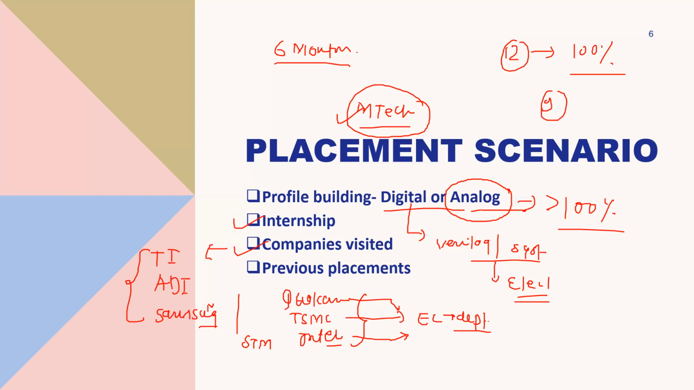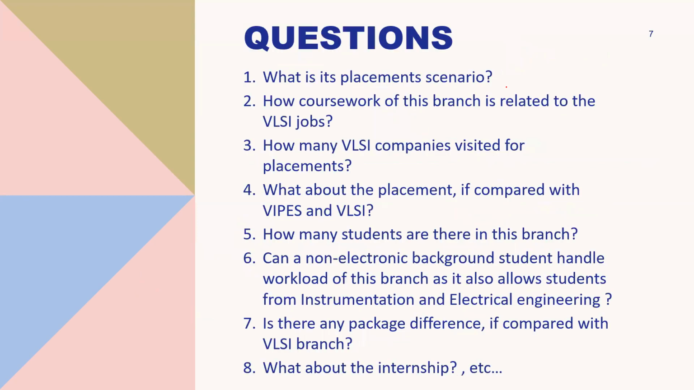Now, previous placements: in this branch, there were 12 seniors and all are placed. So 100% placement is there. And now come to the last slide, that is the questions slide. So these are a few questions. There may be more than 8 questions, but I have mentioned only 8 here.